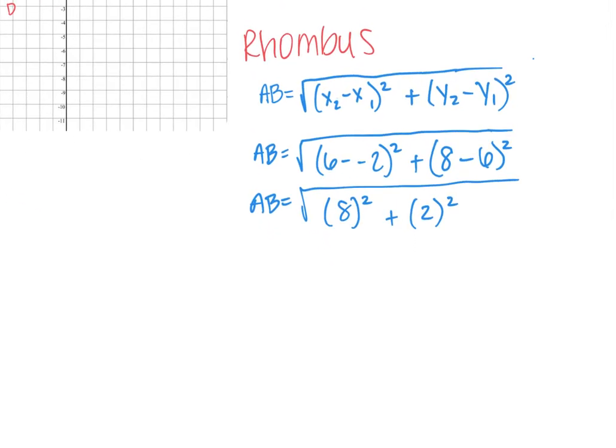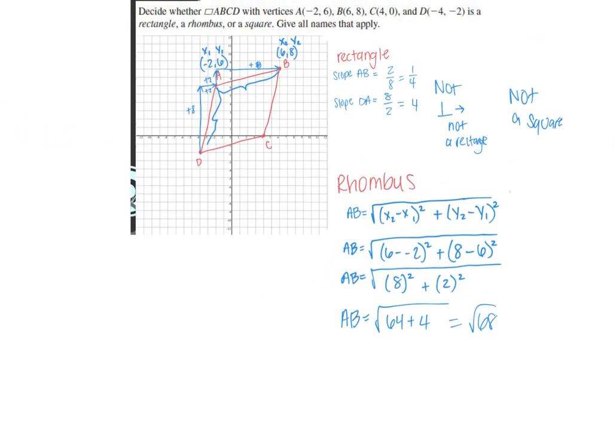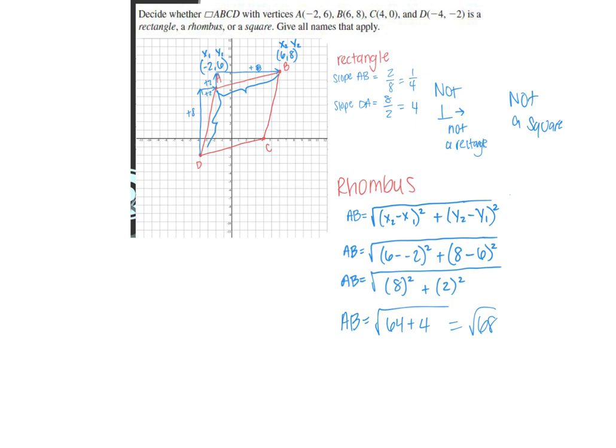All right. What is 8 squared? 64. So AB equals the square root of 64 plus, what's 2 squared? 4. What's 64 plus 4? 68. So the square root of 68. Now, leave it like this for now. All we're checking is that when we do the other one, we should get the square root of 68 as well.